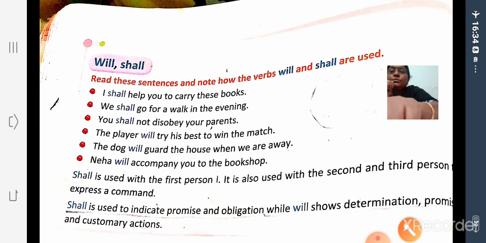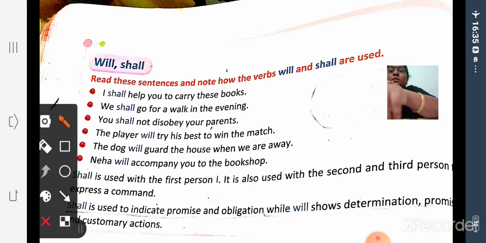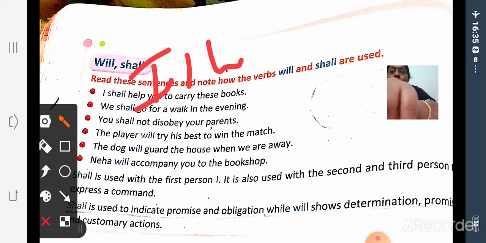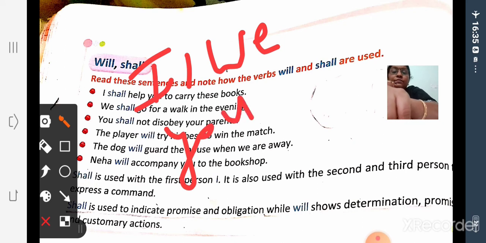Shall is used with the first person, and it is also used with the second person. First person means I, we. Personal pronouns, I think you have studied last year. I, we are first person. You is second person. So with first person and second person we can use shall.